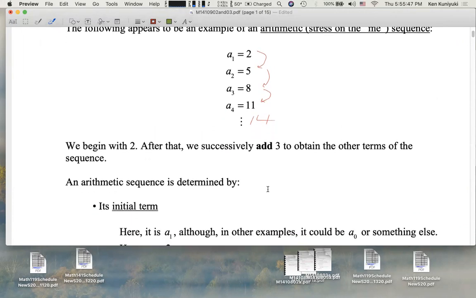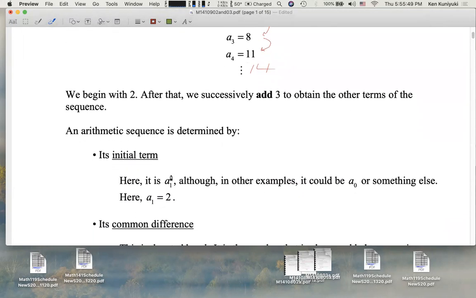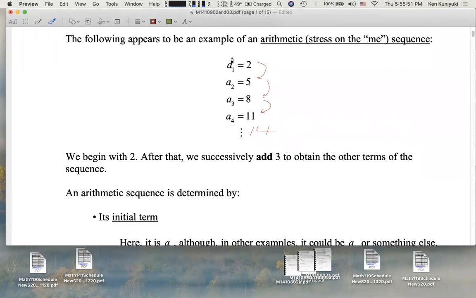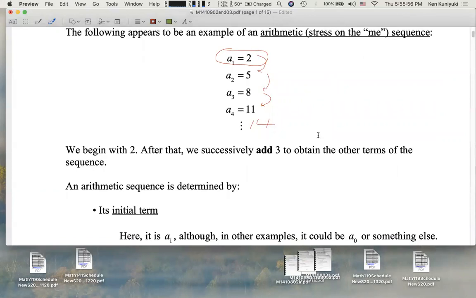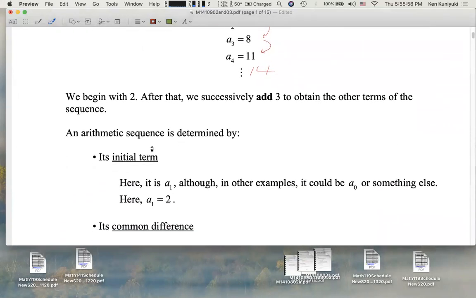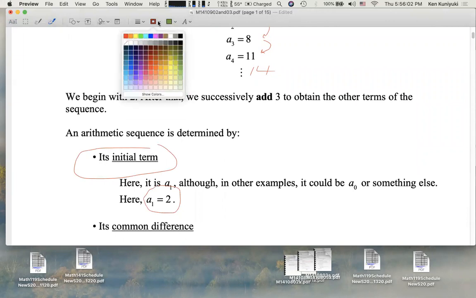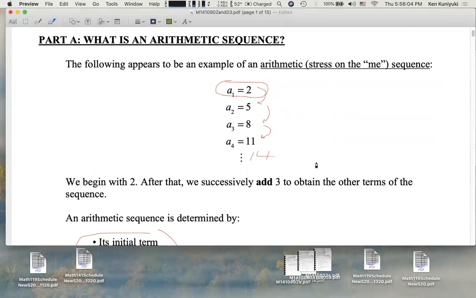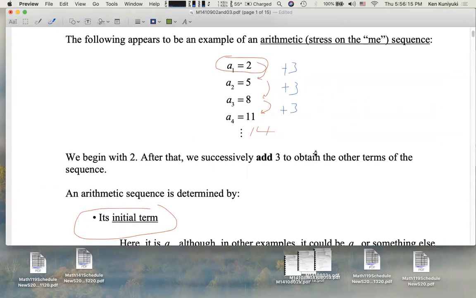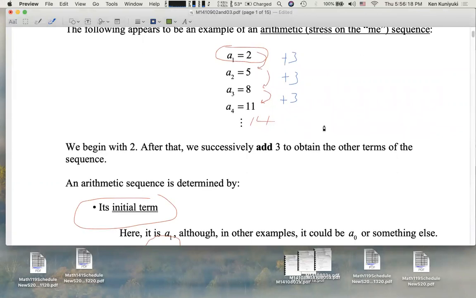So an arithmetic sequence is determined by its initial term. Here it's a sub 1, although again, in other sequences, you might start with a sub 0 or whatever. Here, a sub 1 is 2. And also something called the common difference. That's basically the number that you keep adding over and over again. Here, it was 3. You keep adding 3 over and over again to get each new term. That's kind of a recursive way of looking at it. You take the current term, add 3 to get the next term.